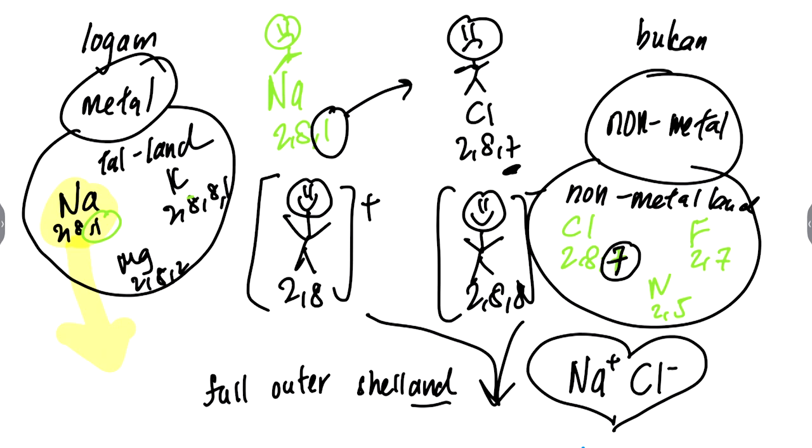If the question asks you in exam, bagaimanakah sodium chlorida dibentuk? Can you draw this beautiful picture and say, no, because this one not Korean drama, cannot. No matter how touching this story sounds like, cannot. So you have to explain. Sodium has the electron arrangement of 2,8,1. In order to achieve a stable octet electron arrangement, it releases one electron to become Na+.